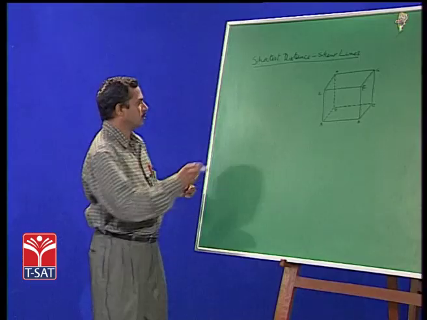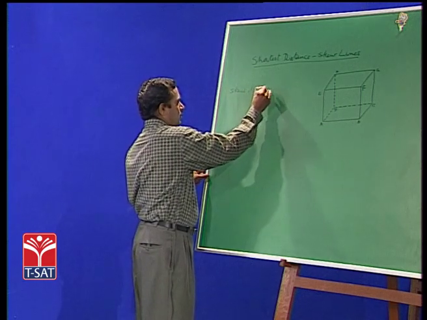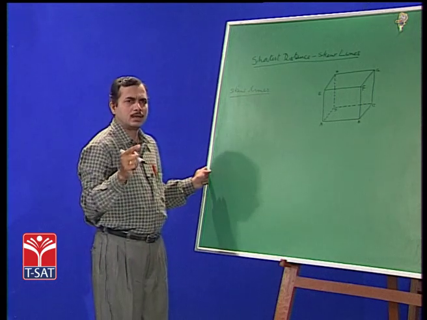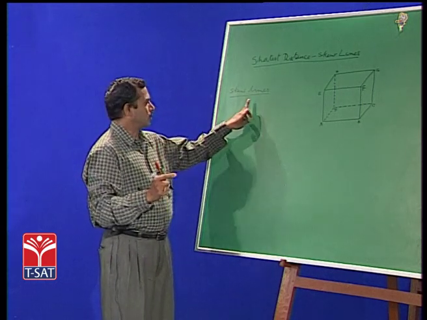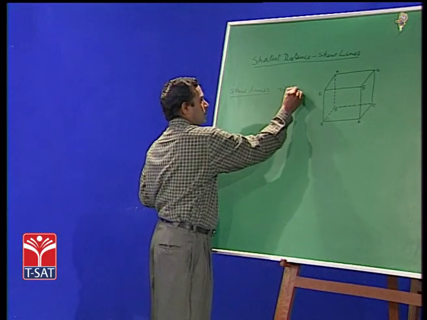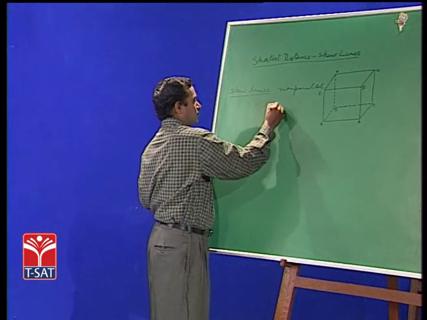In three-dimensional space, two straight lines are said to be skew lines if they are non-parallel and non-intersecting. So, two straight lines in three-dimensional space are skew lines if they are non-parallel and they are non-intersecting.